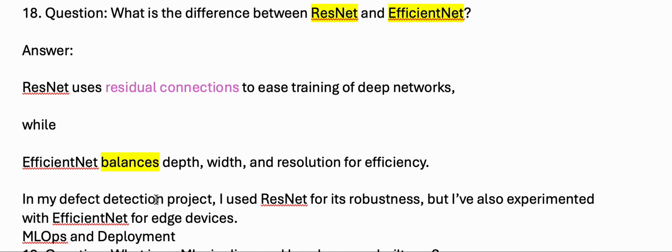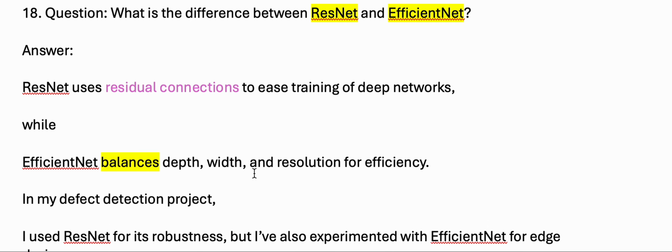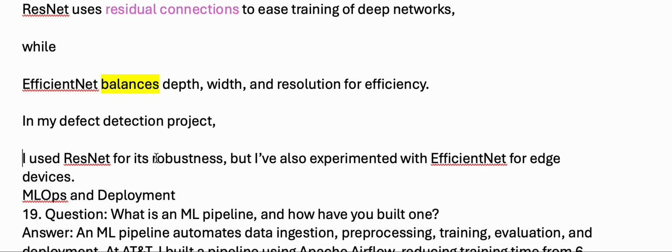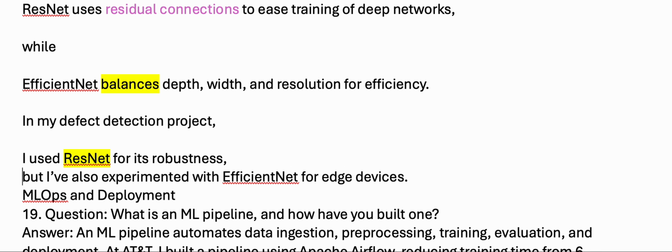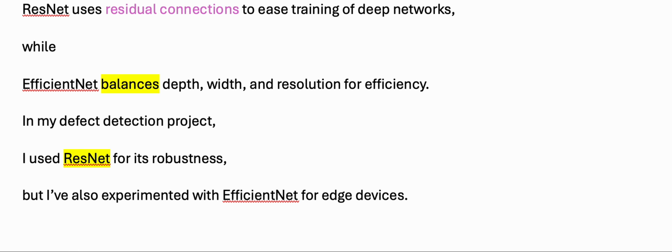In my defect detection project, I used ResNet for its robustness, but I have also experimented with EfficientNet for edge devices.